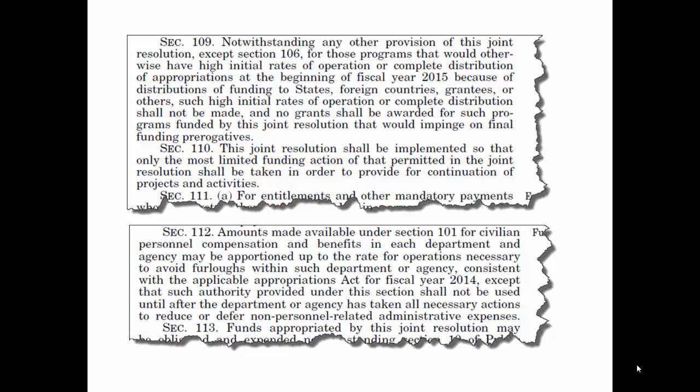The furlough language in Section 112 permits OMB flexibility in apportioning available funds to avoid furloughs. Note that there are very strict rules in its application. It can't be used until the agency has taken all necessary actions to reduce administrative expenses.